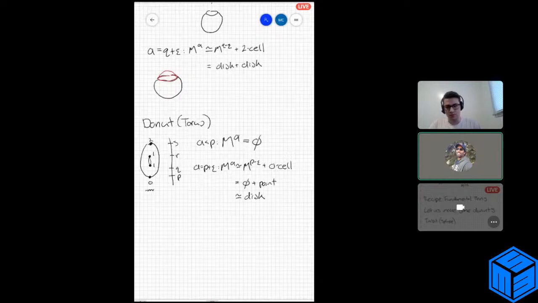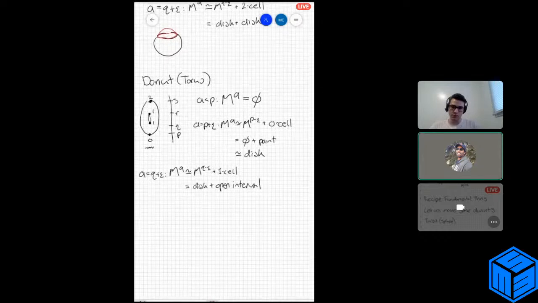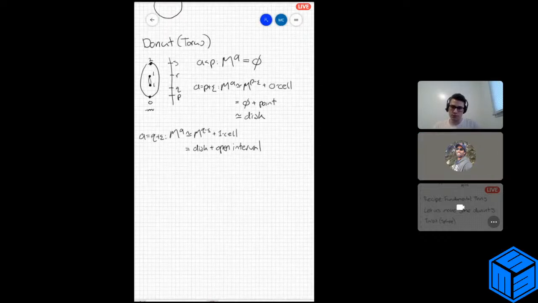Okay, well, let's keep flowing. I keep flowing. I have disks. What happens when I hit Q? When A is a little bit bigger than Q? MA will look like M a little bit less than Q plus, in this case, a 1 cell. Well, this is a disk plus an open interval. And again, I was fast and loose with how things attach. So what I will say to you is that this is homotopic to a cylinder.